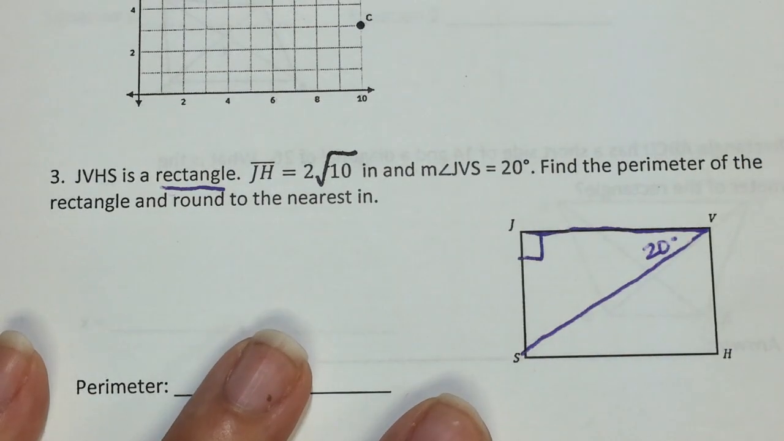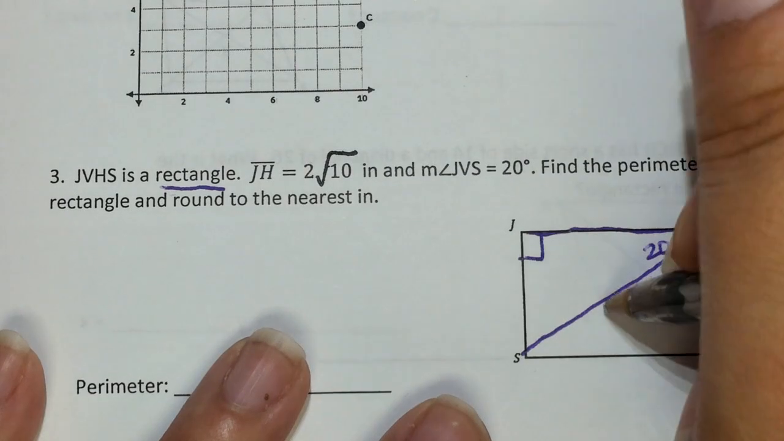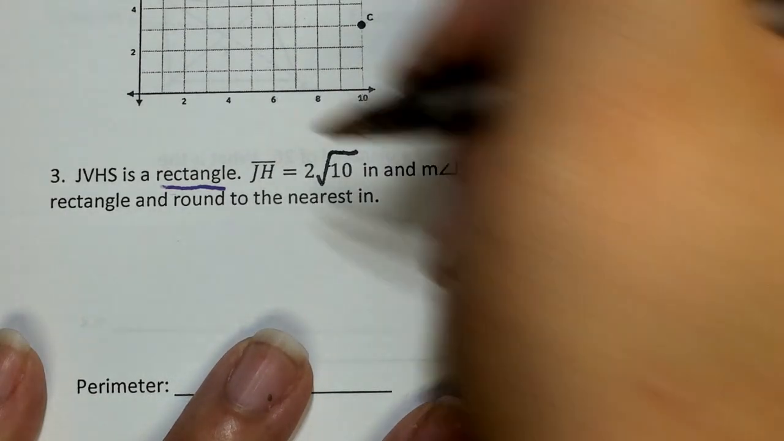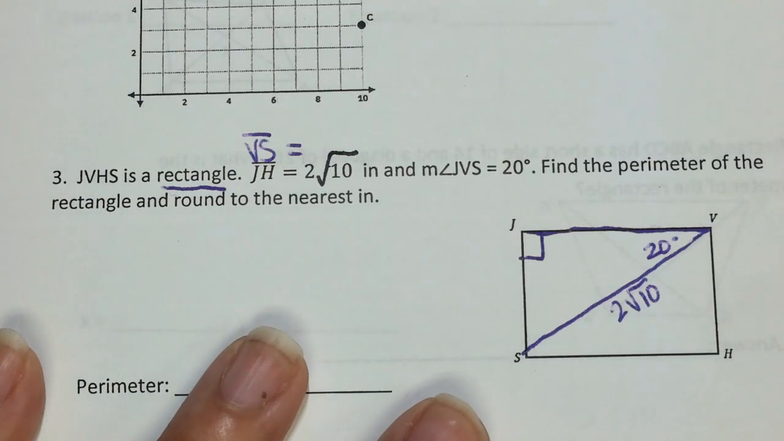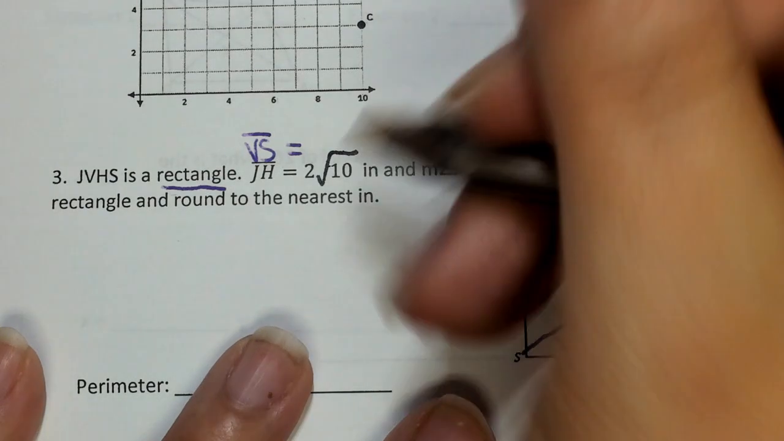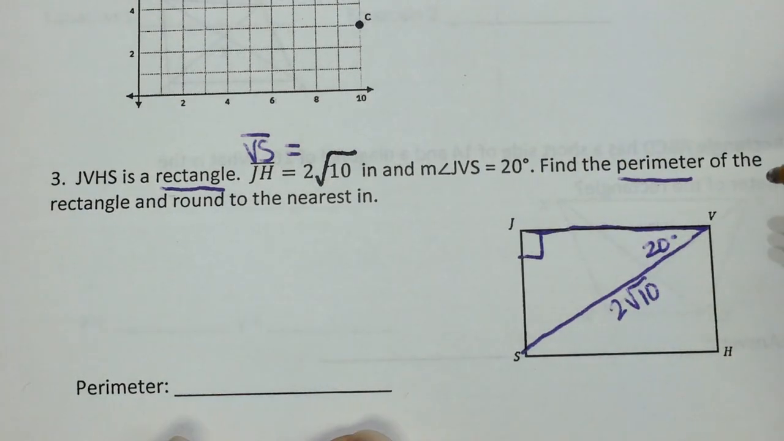Now, I told you JH was 2 square roots of 10, but I didn't draw it. What do we know about JH? That's a diagonal. It's a rectangle, so it's also the same as VS. VS and JH are both 2 square roots of 10, because in a rectangle, diagonals are congruent. So if I know my diagonal, I know this is 20. How can I find the perimeter?